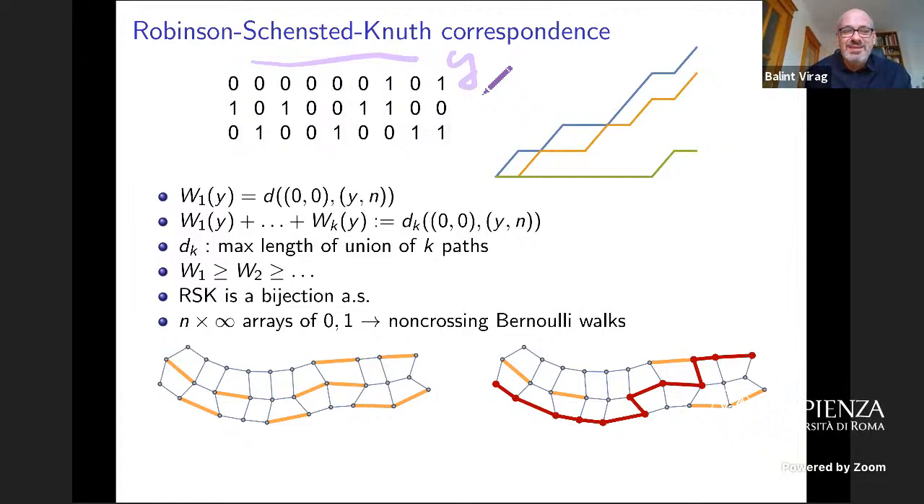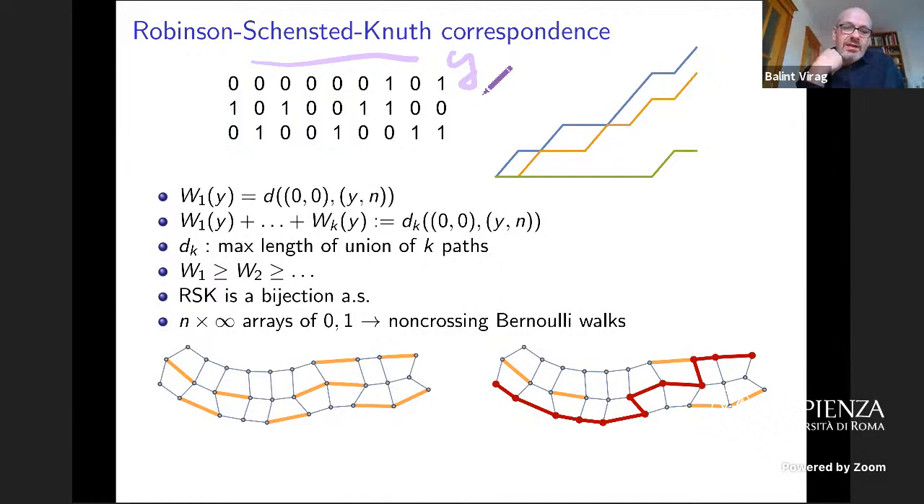And this RSK has two incredible properties, which makes it really nice for probabilists. Both of them are somewhat deterministic, actually. So one of them is that RSK is a bijection, almost surely. So if I take an IID array and I map things, then almost surely I can map it back, I can figure out where it came from.